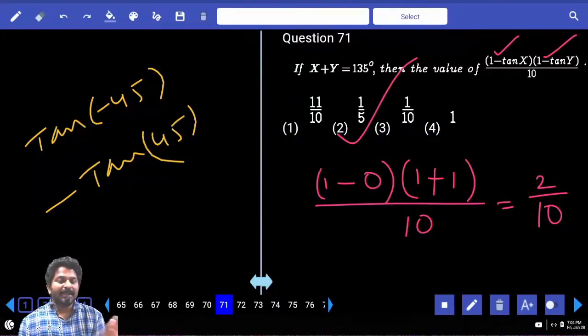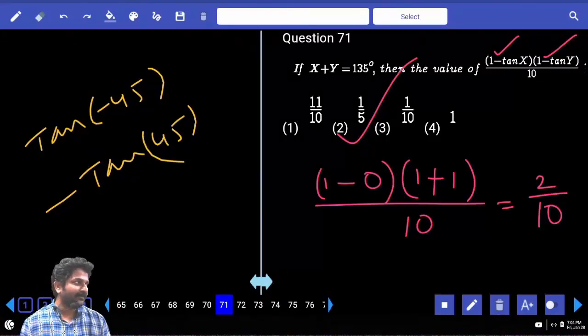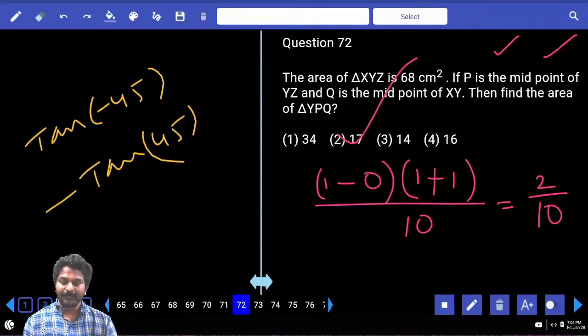x plus y is equal to 135 degrees. That is already mentioned. So you should start with one different combination for x, y. You can take it any way, whichever you are comfortable with.